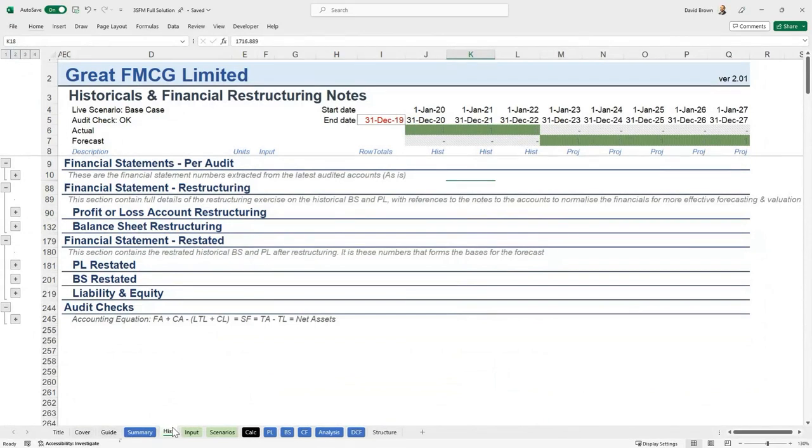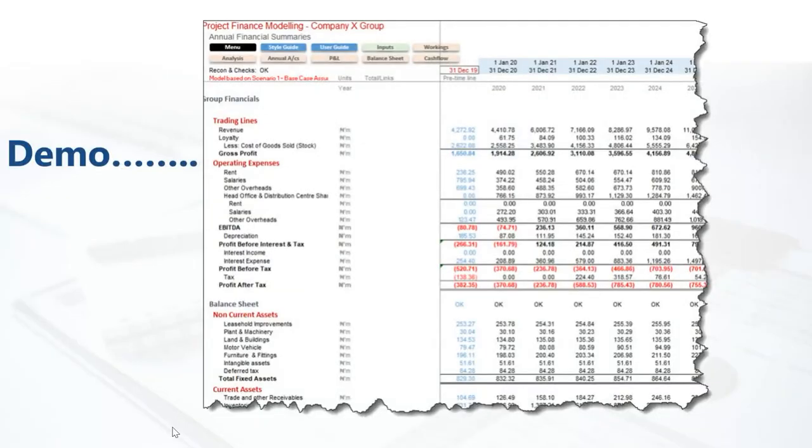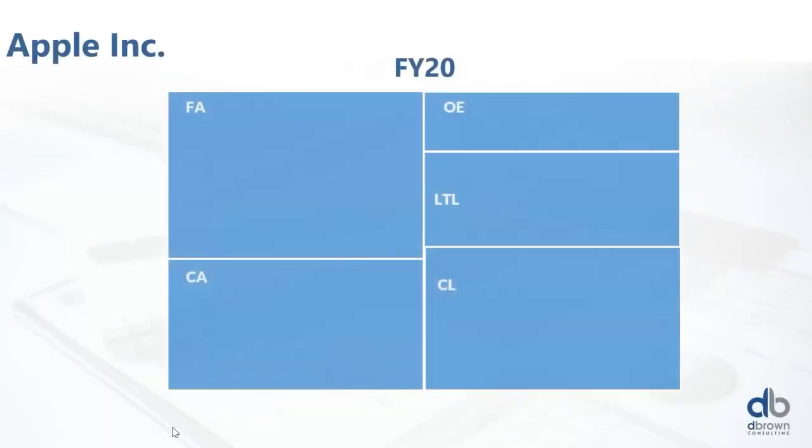Okay, let's jump back to our deck. So here I've told you about the two layouts. You have the horizontal layout and the vertical layout. That's how you structure your financial model. I've shown you some bits already there. And look at Apple that I was showing you, for example. If you want to understand what's happening in the business, what I advise you do is you build this thing called the five-box balance sheet, and then you play it like a record tape over time.